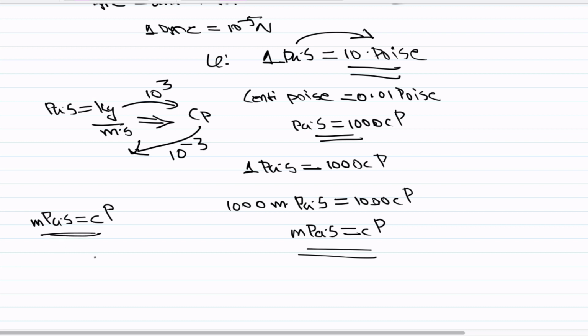So these are the units for dynamic viscosity or absolute viscosity. Just recheck the units. Pascal second is equal to kilogram per meter second, which is equal to 10 raised to 3 centipoise. So centipoise, kilogram per meter second, and Pascal second are the three units for absolute viscosity or dynamic viscosity. We discussed the dynamic viscosity.